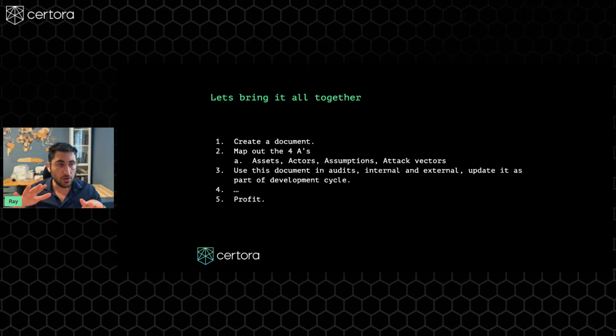So you go back home, right? You create the document. You can call it a threat model, right? You map out your 4As: assets, actors, assumptions, attack vectors. You do the best that you can, right? It's fine. This is a best effort. And by the act of writing it down, it does 80% of the work.